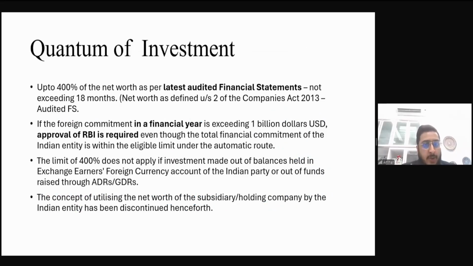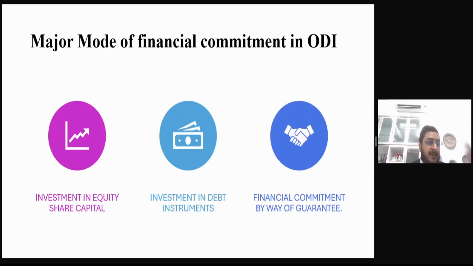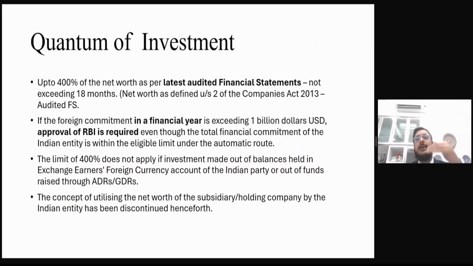So first of all, we discuss the quantum of investment. As I said, any remittance for ODI, remittance by way of equity capital, remittance by way of loan, or even a guarantee, the accumulation cannot exceed 400% of the net worth as per the latest audited financial statements, not exceeding 18 months. Now, there is one condition: if the financial commitment in a financial year exceeds $1 million USD, then approval of RBI is required, even though the financial commitment of the Indian entity is within the eligible limit.